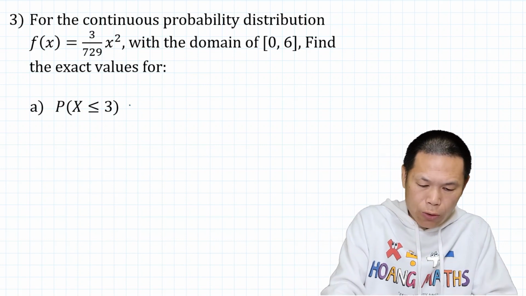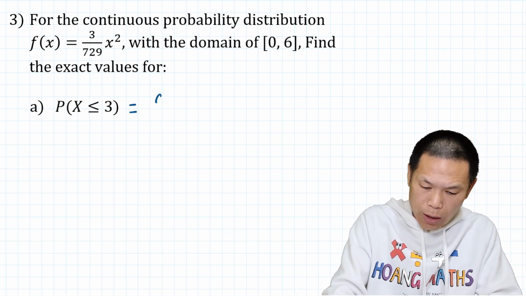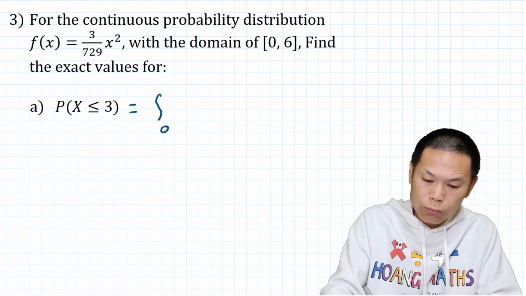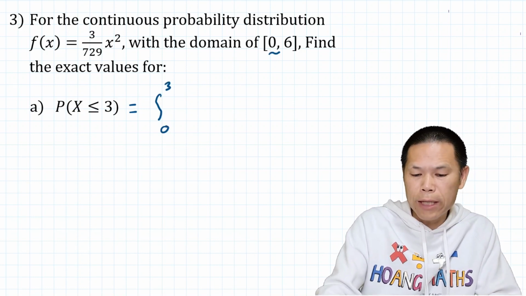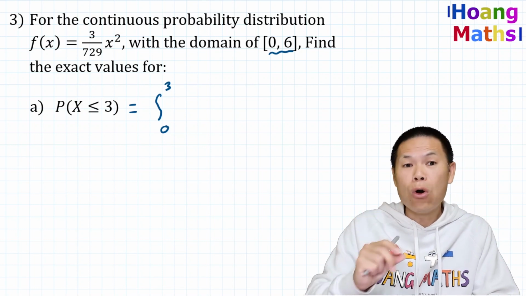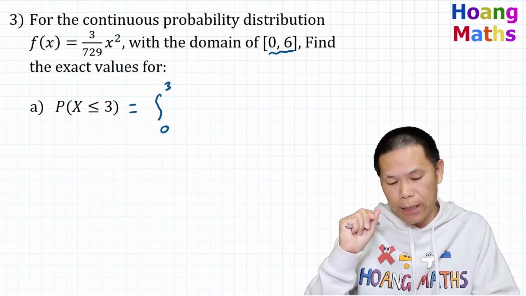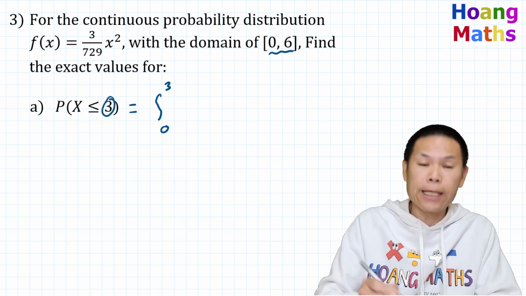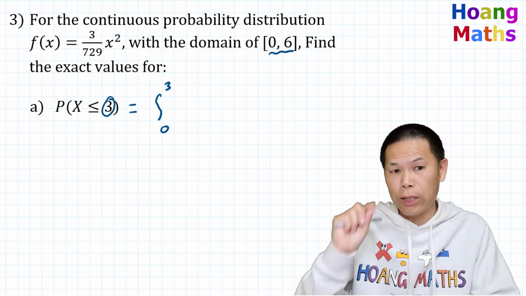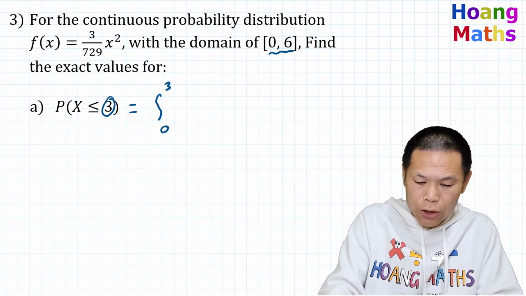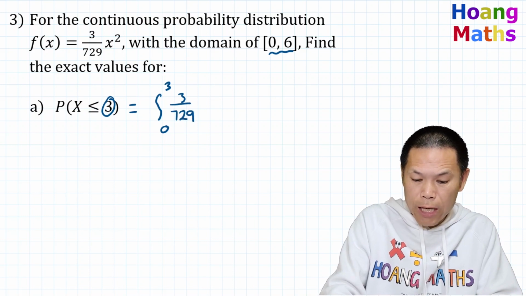So that is equal to the integration from 0 to 3. Because for the domain, the smallest value is 0 and the maximum value is 6. So in this case, it's less than 3. That means from 0 to 3. Keep that in mind. And the function is 3 over 729 x power 2 dx.